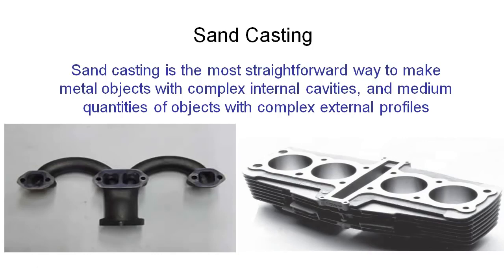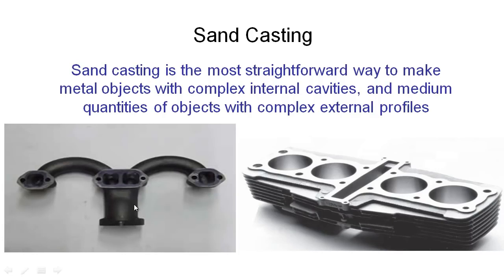Sandcasting is the most straightforward way to make metal objects with complex internal cavities in high volumes and medium quantities of objects with complex external profiles. So if we look at this picture on the left here, this is actually an exhaust manifold cast out of iron that you would typically find on a lot of your production cars. The hot exhaust gases exit out of the head of the engine through these ports and are collected together and go down and flow on into the exhaust system of your car and your muffler and your catalytic converter.